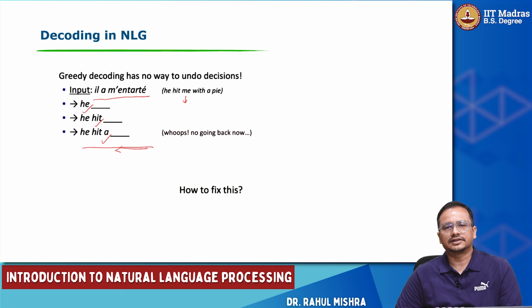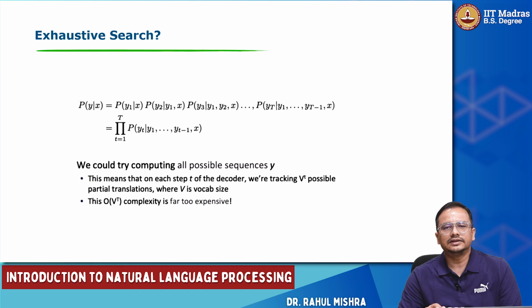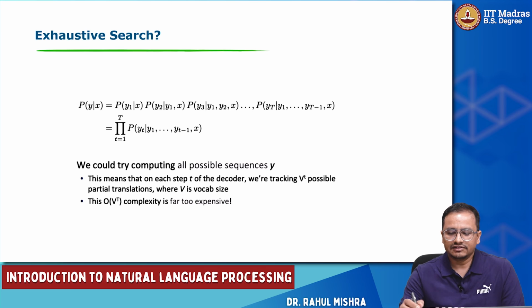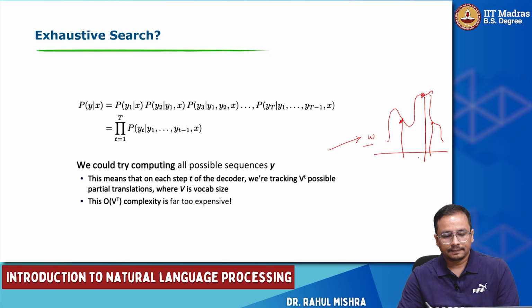Then how can we fix it? Rather than generating the word having maximum probability, we can search for a word from the probability distribution. Let's say this probability distribution is there. Rather than selecting just this max word all the time, we can select something which is more appropriate, let's say it lies here or maybe here. But how to go about it?